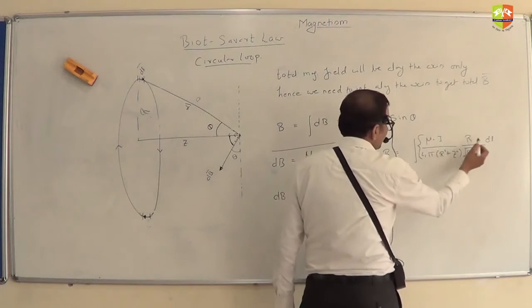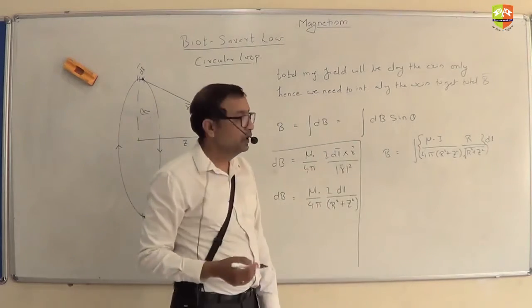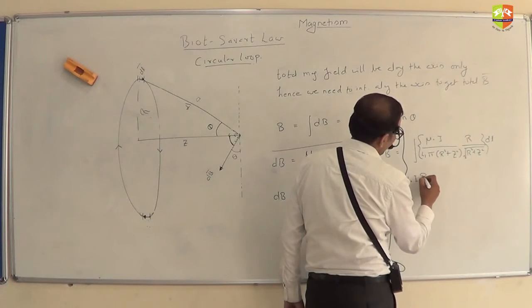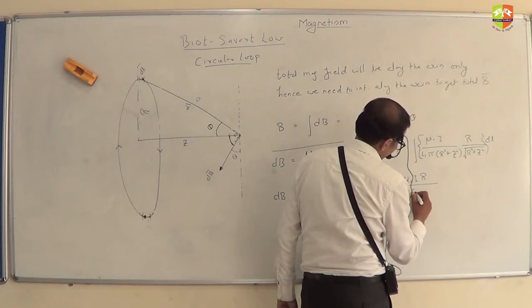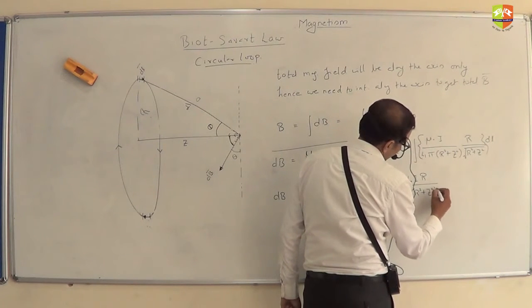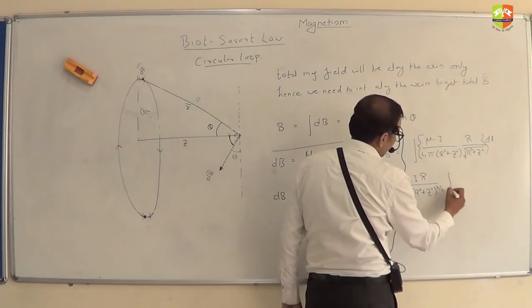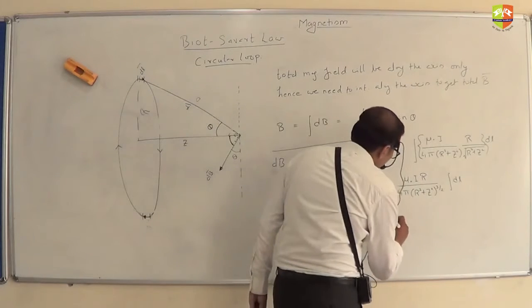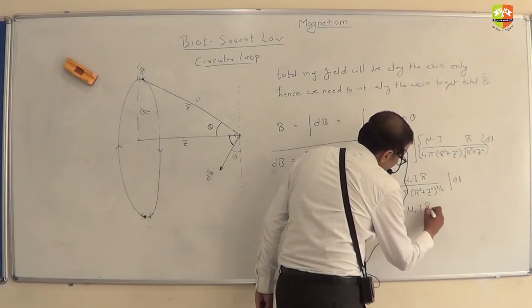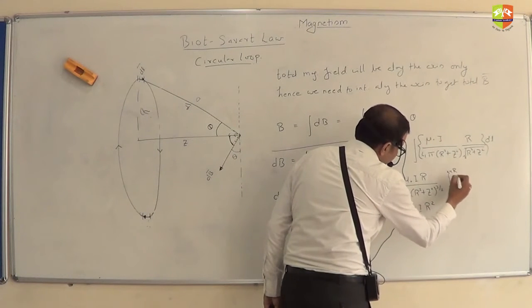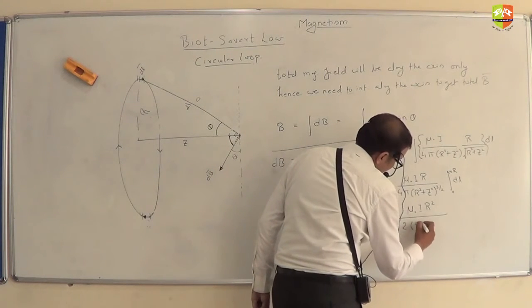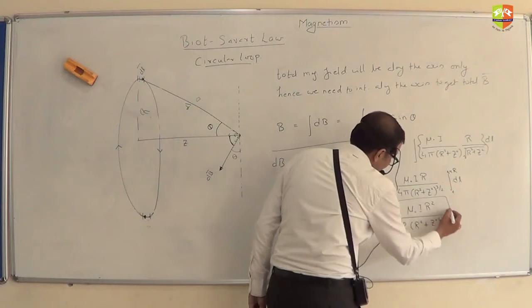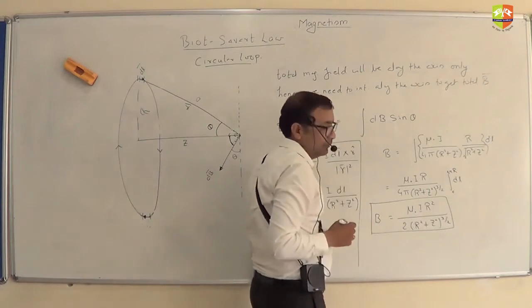Now you can see that all of this is a constant. It can come out of the integral. This will be mu naught I R divided by 4 pi (R square plus Z square) to the power 3 by 2, integral of dl. Integral of dl is how much? 2 pi R. So when you substitute dl, mu naught I R square 2 pi R divided by 2 times (R square plus Z square) to the power 3 by 2. This should be your magnetic field along the axis at a distance of Z from the center.